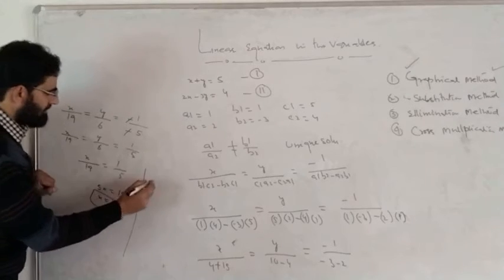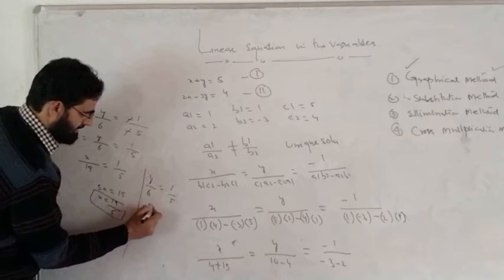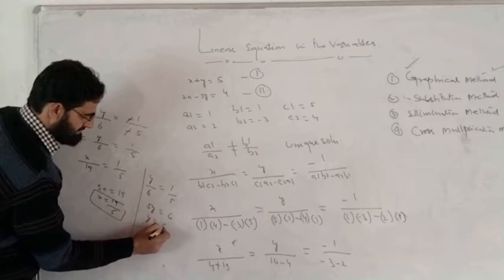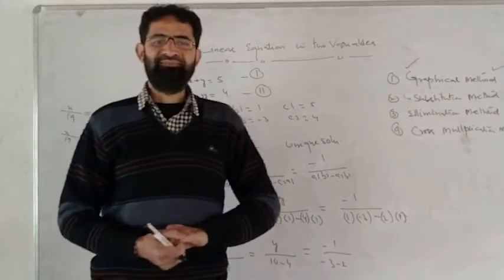Similarly, we are equating this y divided by 6. Y divided by 6 is equal to 1 by 5. Again, 5y is equal to 6. What is y? It is 6 divided by 5. This is how it goes. So this is very simple.